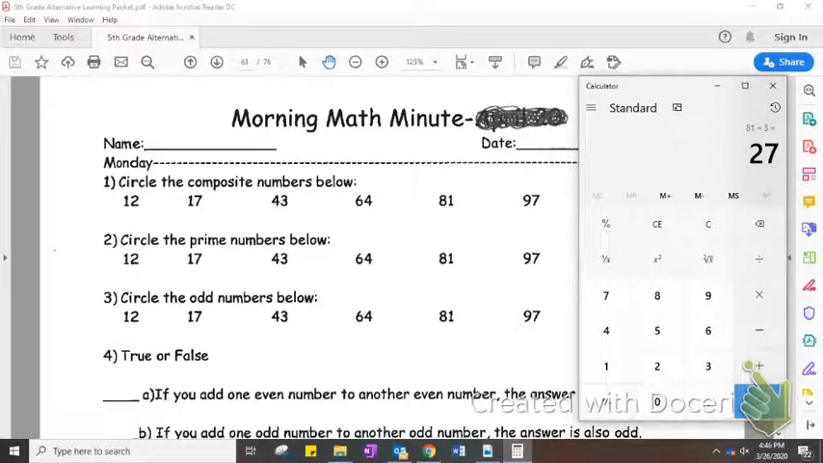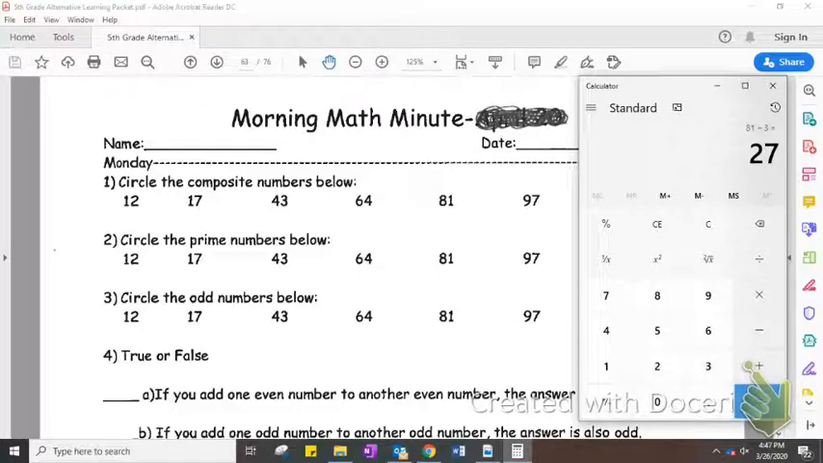Yep, it's divisible by 3. That means that 81 has at least 4 factors: 1 and 81, and 3 and 27. That makes 81 composite.